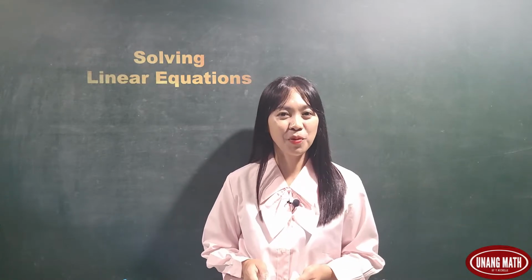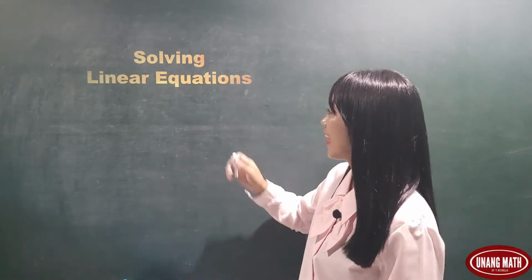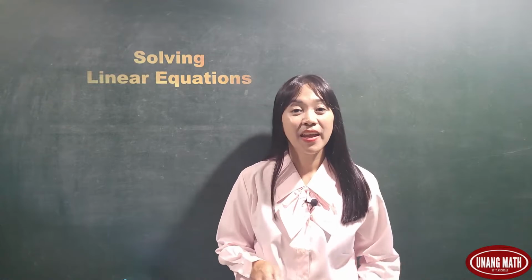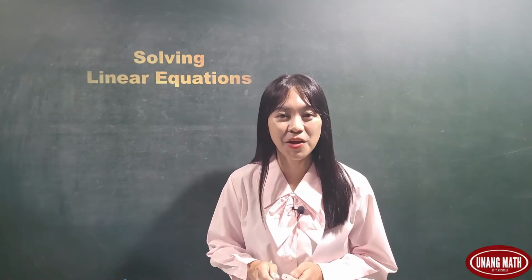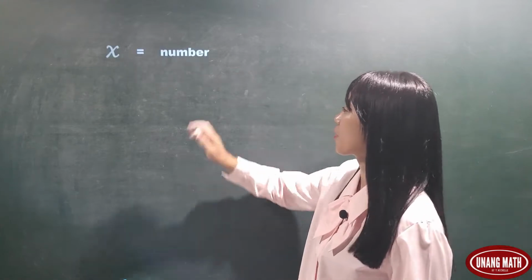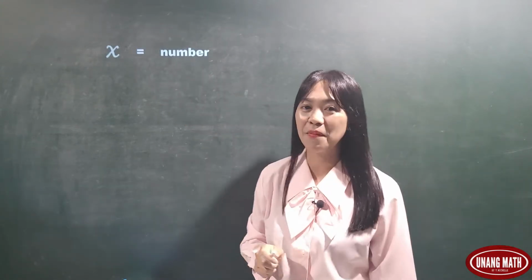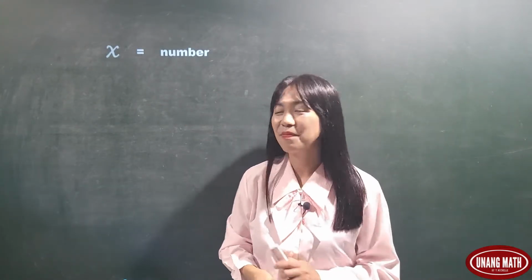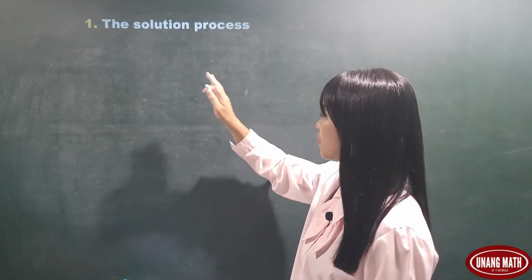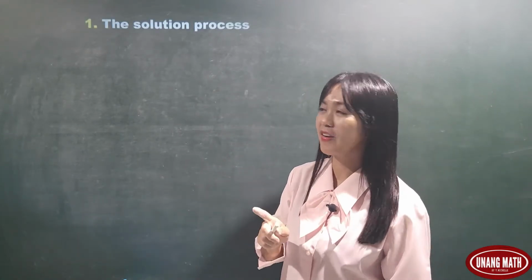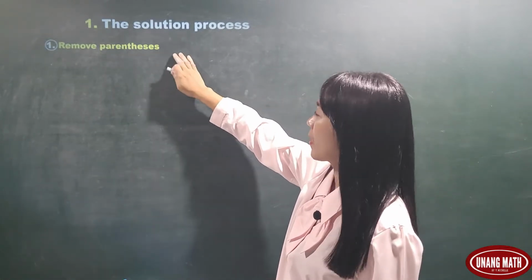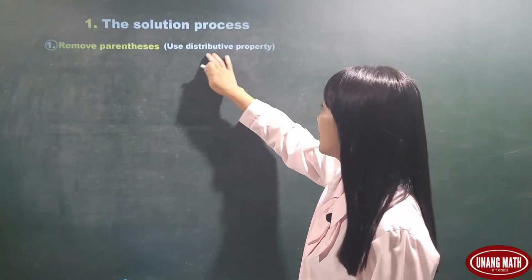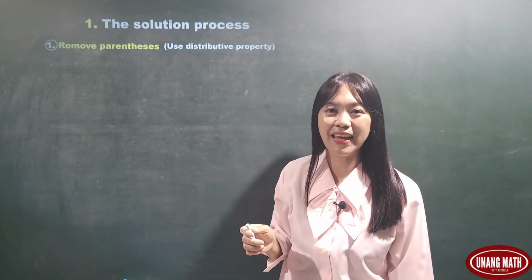For today's episode, we will be solving linear equations. In solving a linear equation, we have to make the linear equation into the form x is equal to number. To do that, we have to follow this solution process. Okay, first, we have to remove parentheses. To remove parentheses, we will use distributive property.